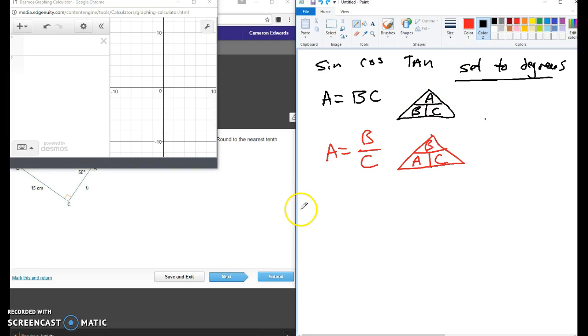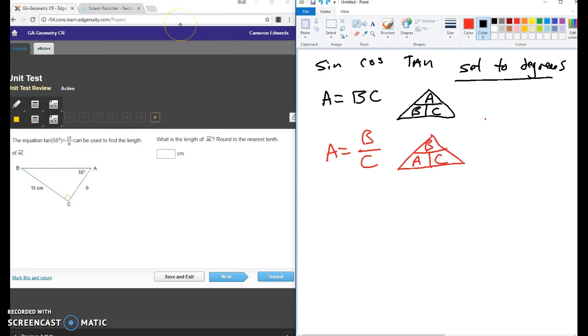Anyway. So let's go over here to our problem then. What we have over here is this equation: tangent of 55 is equal to 15 over B. So I'm going to write that right here. I'm going to leave my little stuff up there.